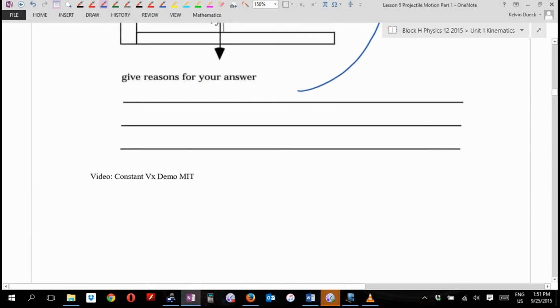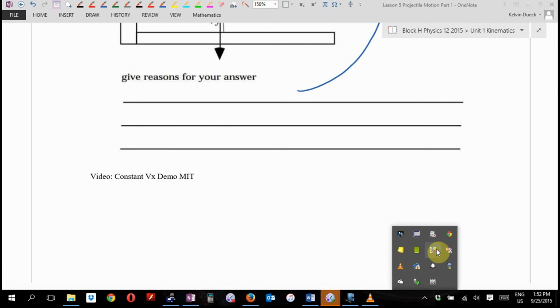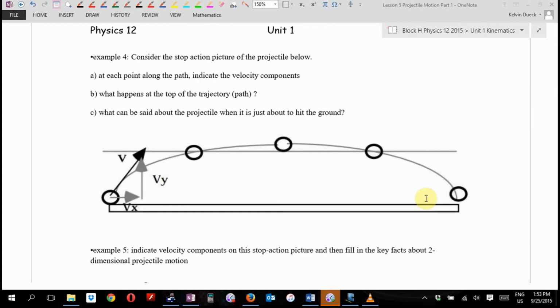Constant Vx demo, MIT. Example 4 says, consider this stop action picture of a projectile below. At each point along the path, indicate the velocity component. So when you launch it at an angle, there is a horizontal component and a vertical component. Right here, what can you tell me about the horizontal component of the velocity compared to when we started? Is it bigger, is it smaller, or is it the same?